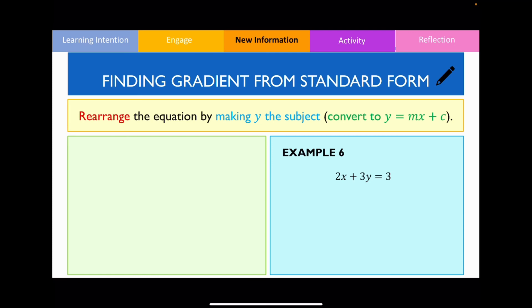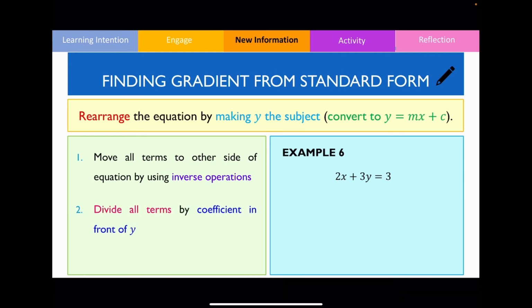The way that we do this is we need to move all the terms that don't contain the letter y onto the other side away from y. And then what we're going to do next is if there is a number in front of y, we'll just divide all terms by that particular coefficient and then state what is the gradient for that particular equation.